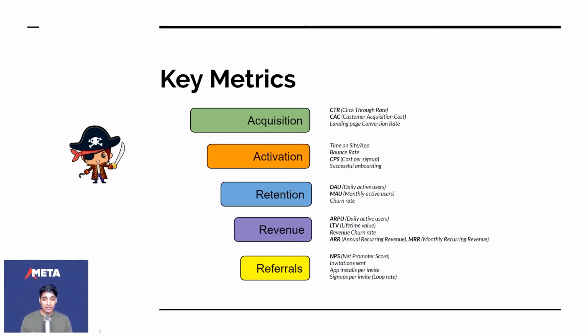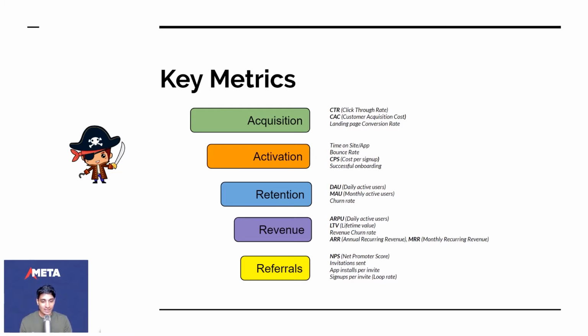With referrals, one of the key metrics that I like measuring is the net promoter score, which is how likely is somebody to recommend this product to their friend. Then there's the concept of invitations sent, which is on average, how many invitations do your customers send their friends? Right? Do they invite 5 friends? Do they invite 2 friends?